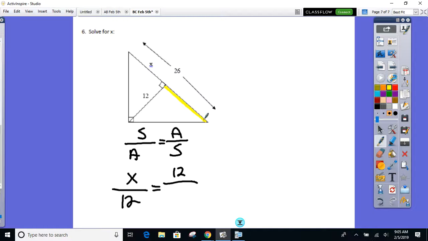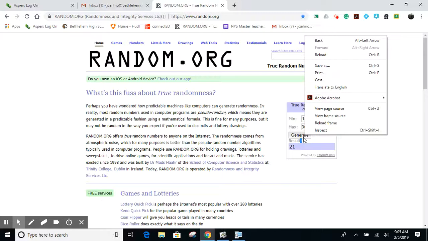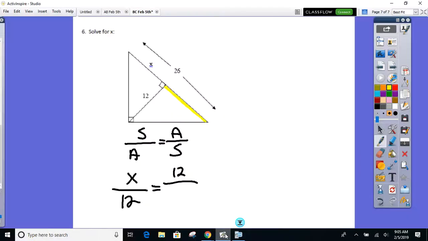Look at these two pieces. The whole hypotenuse is 26. This portion is x. How about the other segment now? The hypotenuse, 26, minus the other segment, x. Everyone see where we're getting that from? Everything's x now. Perfect. All right, let's cross multiply.